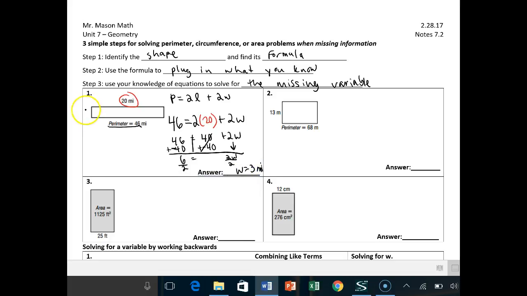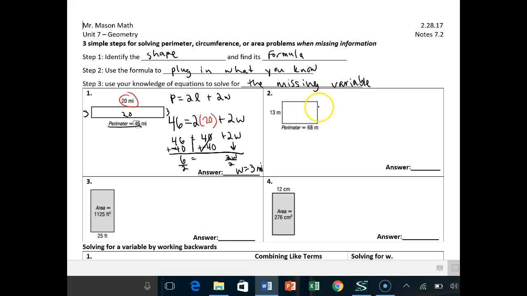And that makes sense, right? Because if I plug this back in here, 3 is here, 20 is here. If I add all this up, 20 plus 20 is 40, and 3 plus 3 is 6. I get my perimeter of 46. So you can always plug your answer back into the sheet to make sure you get it.